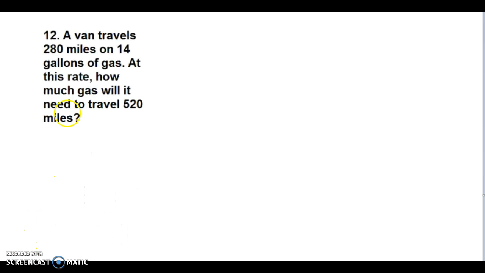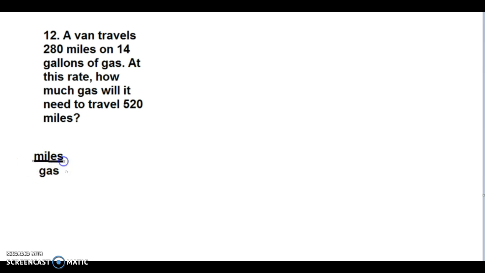All right, a van travels 280 miles on 14 gallons of gas. At this rate, how much gas will it need to travel 520 miles? All right, so like most of these questions, we're going to figure out what we need to put first. How much gas will it need to travel 520 miles? So it's going to be miles over gas.